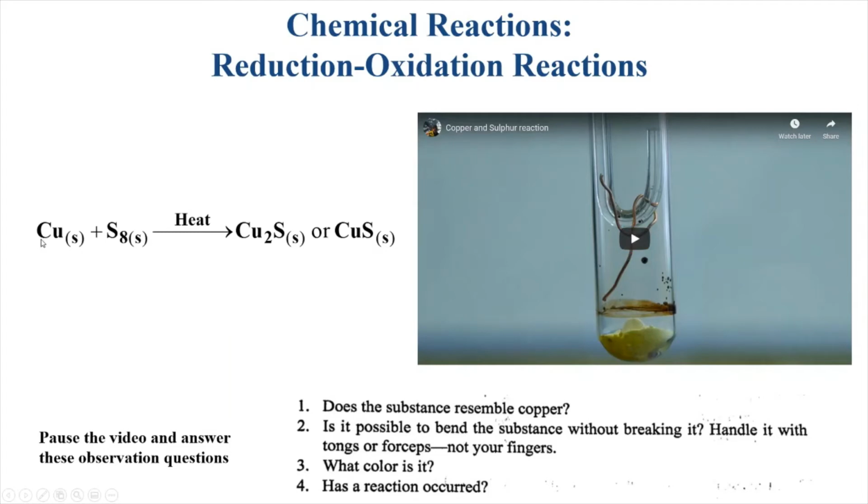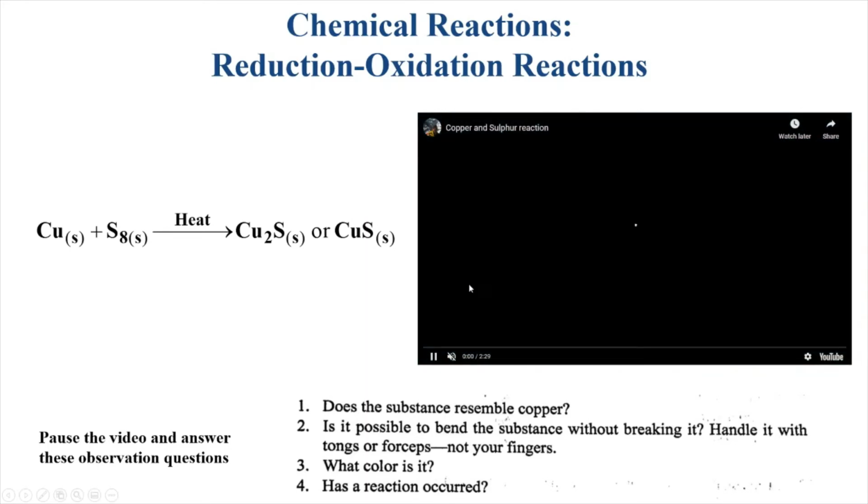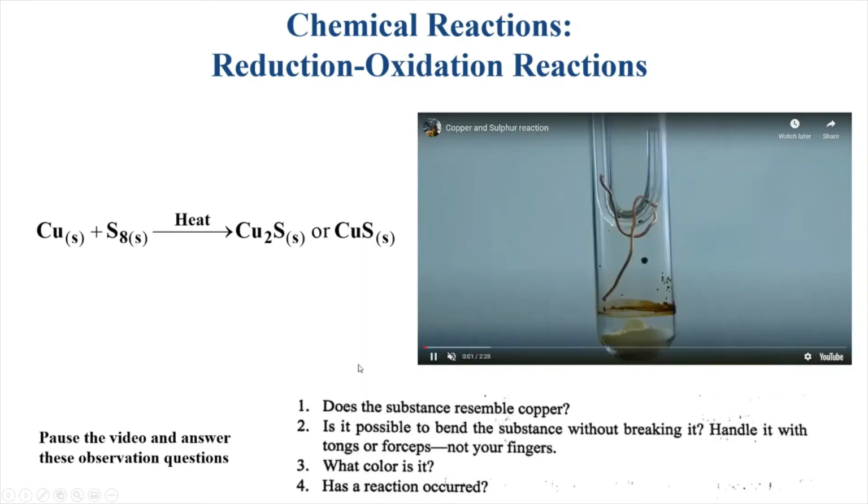We're going to have some copper. The copper is this little string of metal that's suspended here, and the sulfur is this yellow powder down at the bottom. So now we know what the reactants look like. Now let's take a look at what happens in this reaction and start to make our observations.